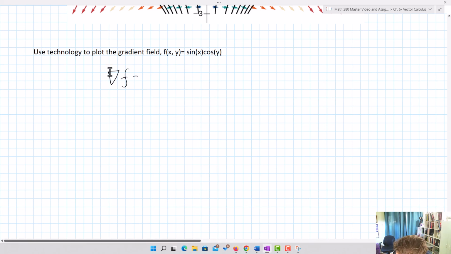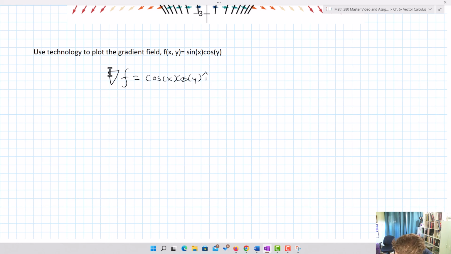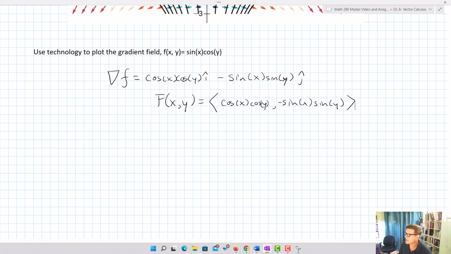Del f is going to equal, so this is sine x, so this is going to be cosine x cosine y i, plus, and then we're going to take the derivative of cosine y, so it's going to be, or rather minus, sine x sine y j. So my conservative vector field F(x,y) is equal to cosine x cosine y and negative sine x sine y. And so now let's go back and look at it.